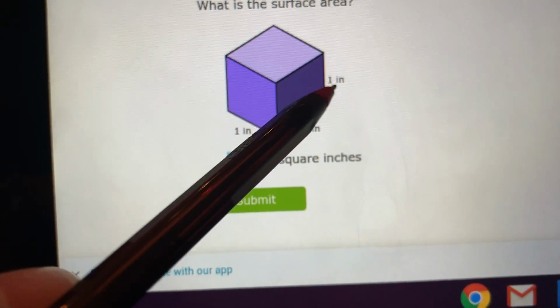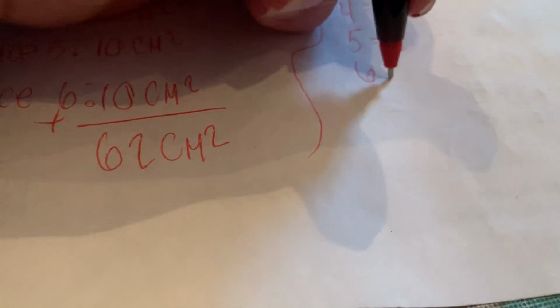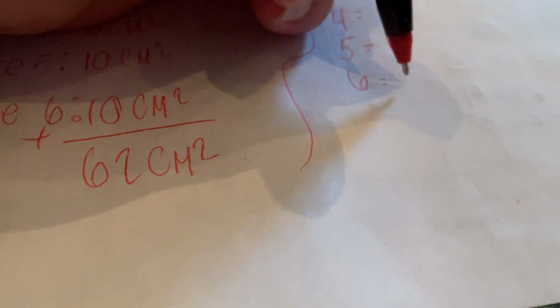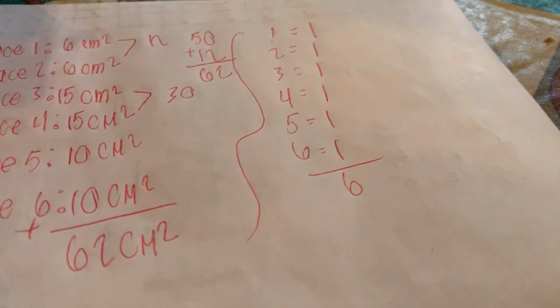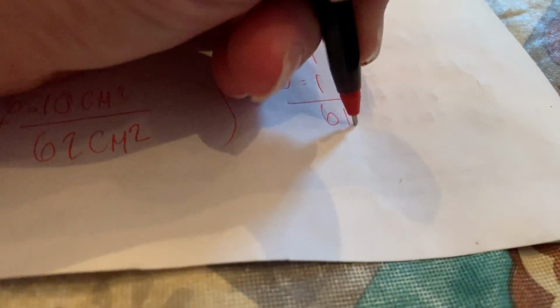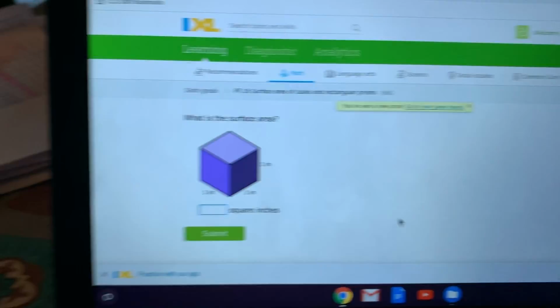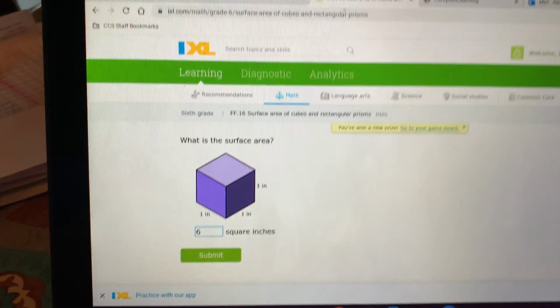Then I'm going to do the side right here. We have 1 by 1, which is 1. And then the other side is also the same. I'm going to add these up. I should get 6 inches squared. So I'm going to go ahead and type in 6.